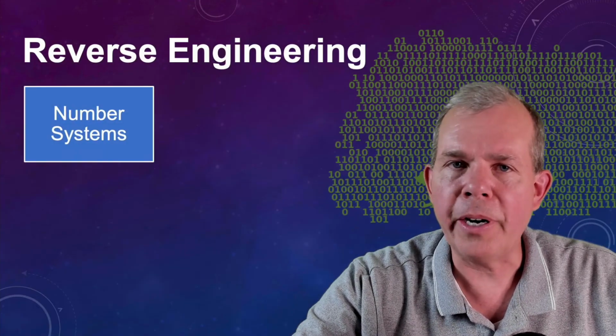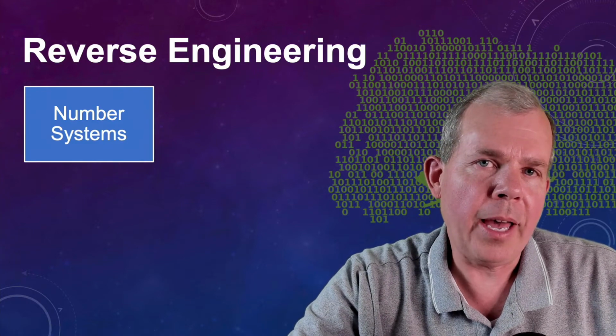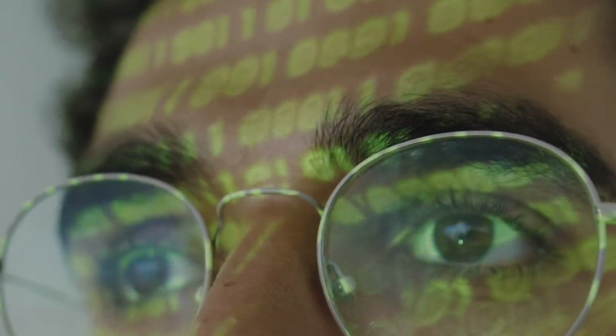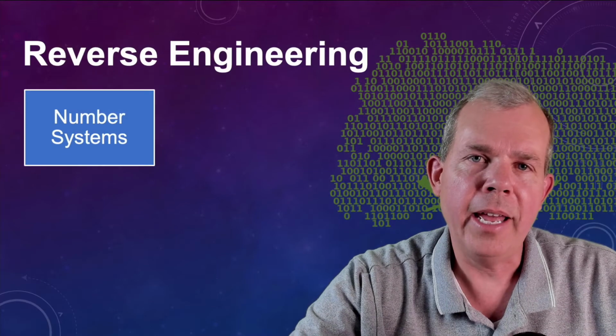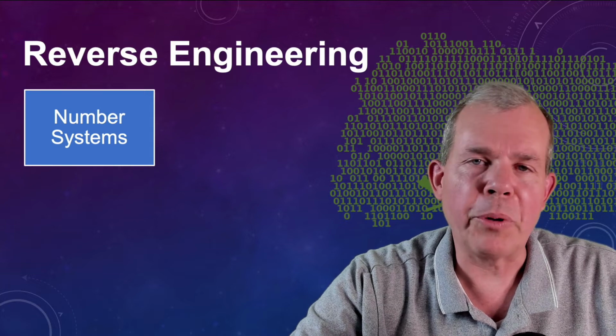So this course is taught in 8 pieces. In part 1, we'll talk about numbering systems. So if you have not seen binary numbers or hexadecimal before, this will give you a great start into how you can understand what a reversed piece of software looks like.